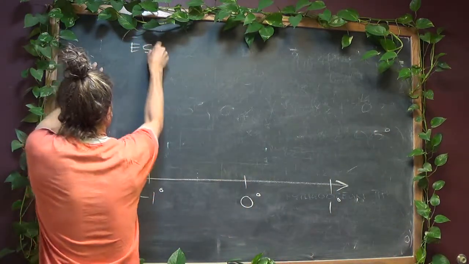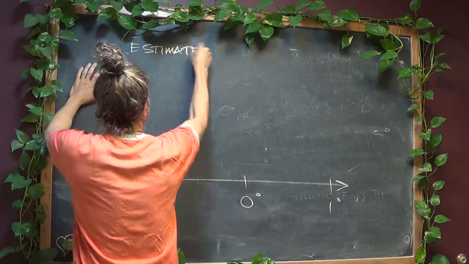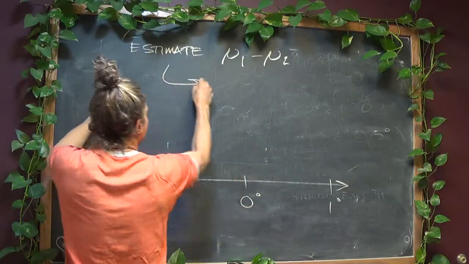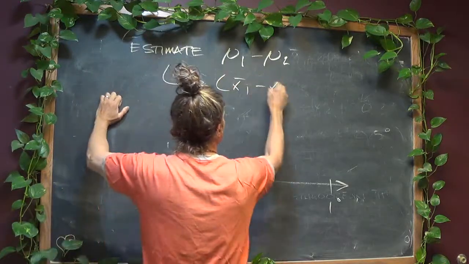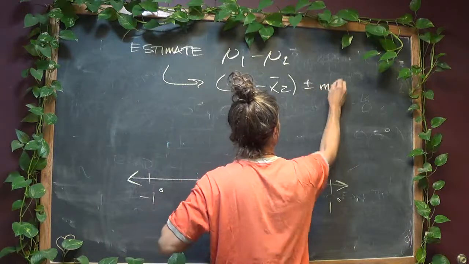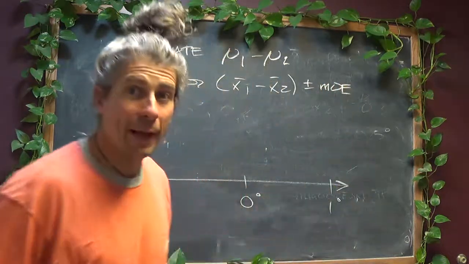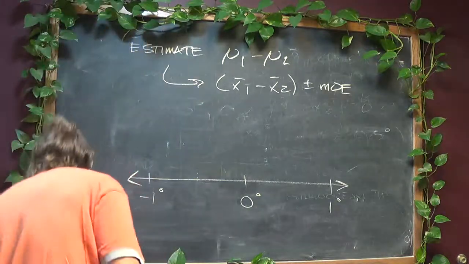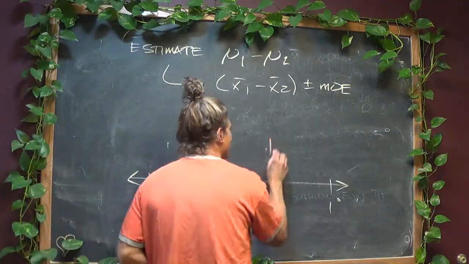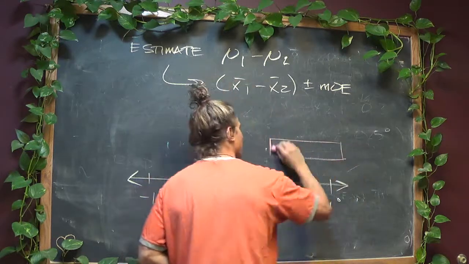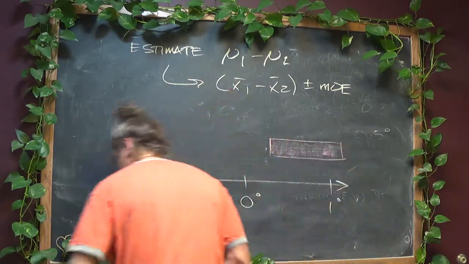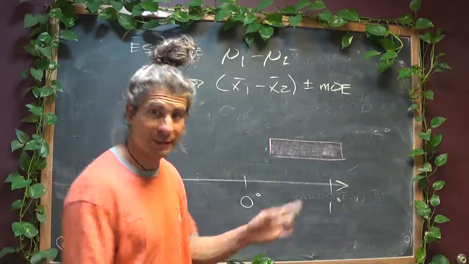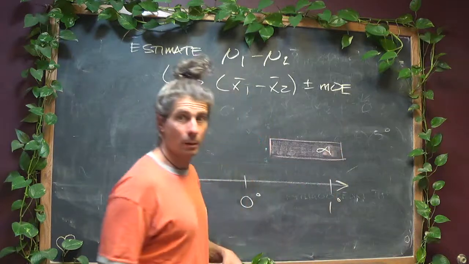We're trying to estimate the difference between two parameters, μ1 and μ2. We do that with a confidence interval, x bar 1 minus x bar 2 plus or minus the margin of error. That's how we do that. Suppose when we graph that confidence interval right there, it looks like that. Fish in the tank. There's a fish.